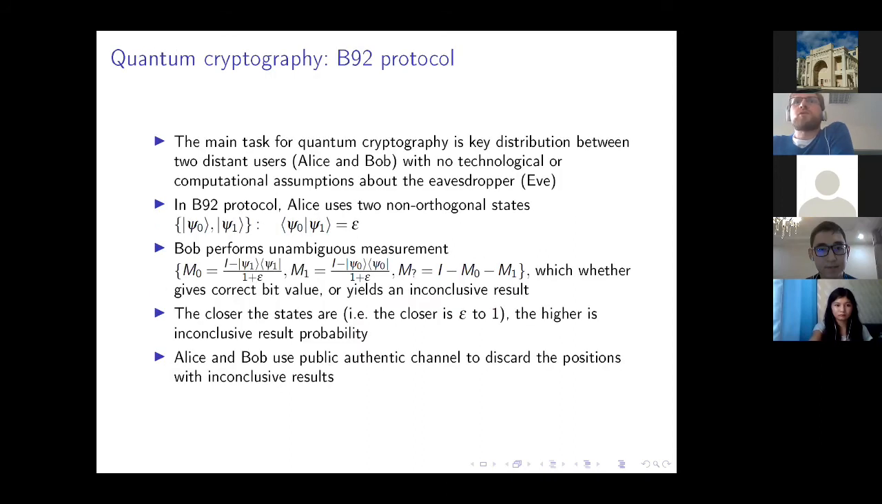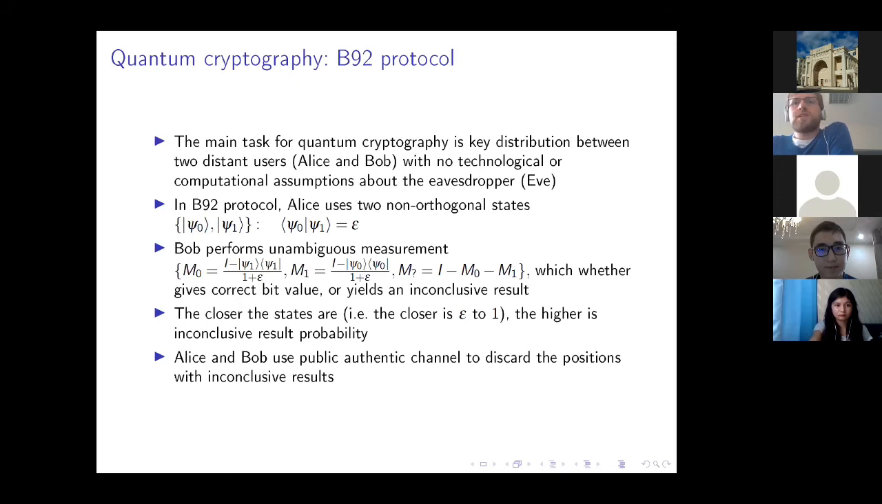Well, the main task for quantum cryptography is key distribution between Alice and Bob, who are distant users, and they do not make any assumptions about the eavesdropper, no technological or computational assumptions. In the B92 protocol, Alice uses two non-orthogonal states, and they use the fact that no one can discriminate between the states without errors. In this protocol, Bob performs a measurement with three outcomes, which is an unambiguous measurement. This measurement either gives full information about the bit sent by Alice, or it yields an inconclusive result, and that is why the state is lost in case of an inconclusive result.